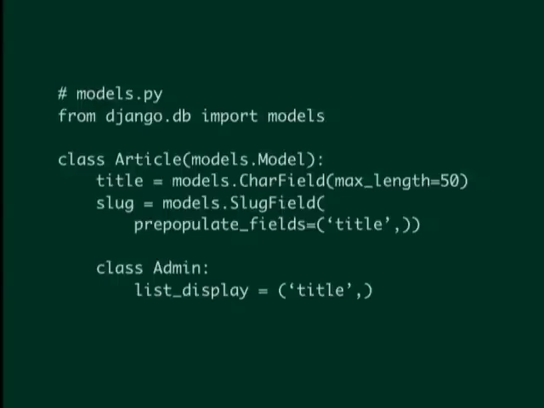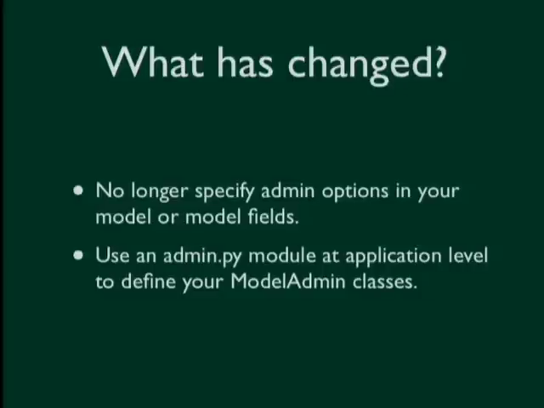And also we have our inner admin class, where you would specify your options that would control the behavior of the way the change list worked, the list of model instances, and various other options. And so what you would do is create yourself an application-level admin.py module where you define your model admin classes.